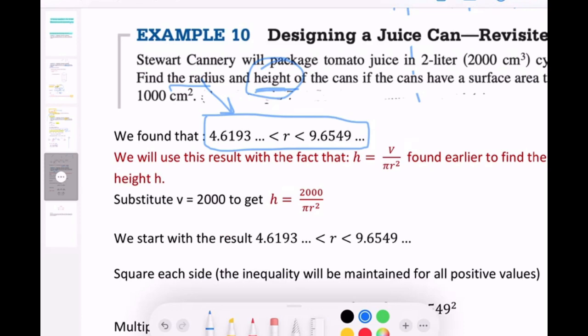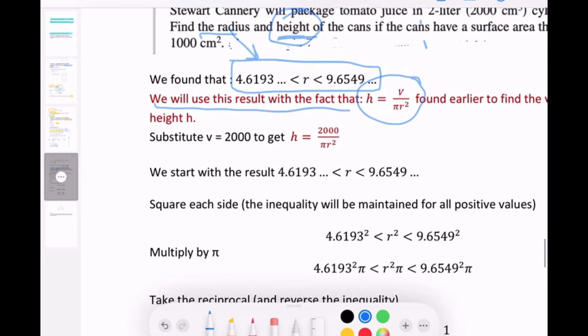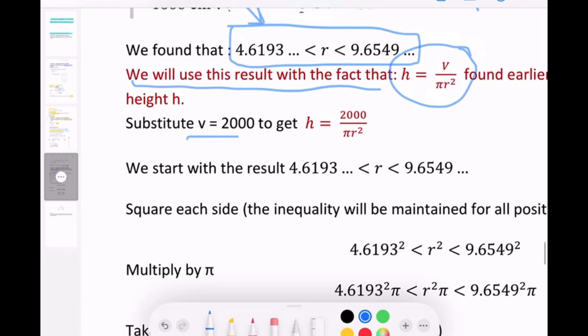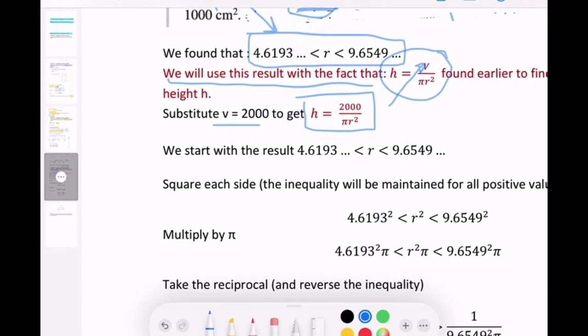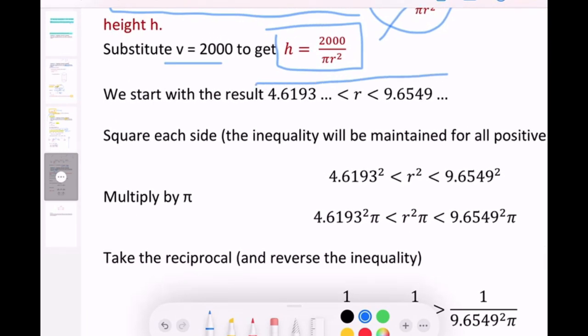There is a relation between the height and the radius, this formula here. We stated it at the beginning of the problem. We will use this to find the values of h. So we substitute V with 2,000, which is given in the problem. So we get 2,000 over pi r squared. This is our h.